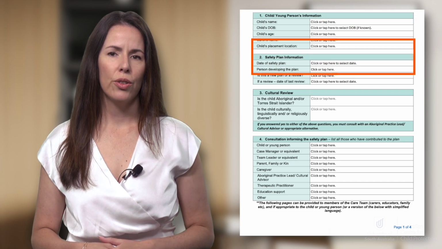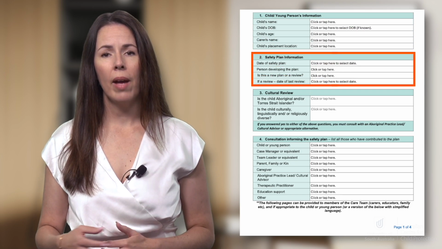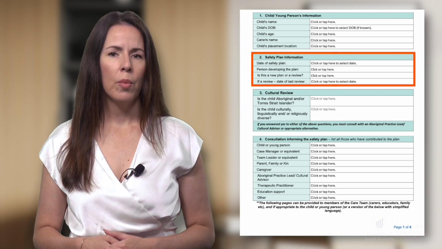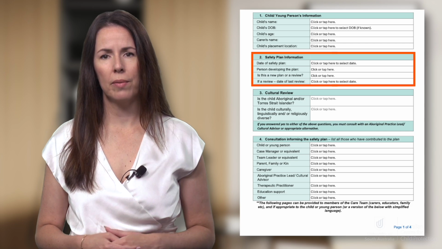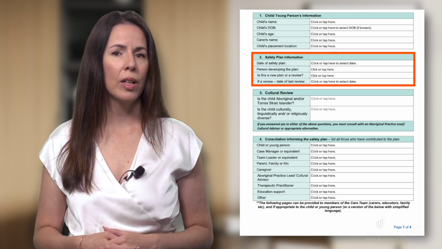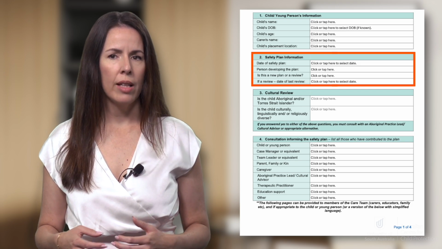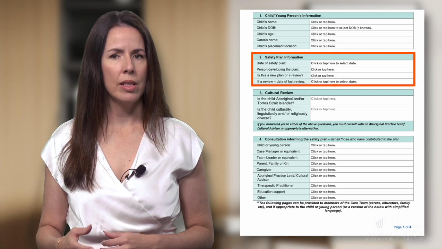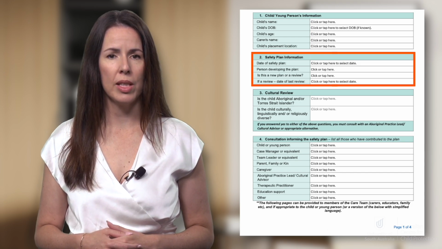Next, in Section 2, you'll need to fill in the date the plan has been completed, your name as the person developing it, and whether this is a brand new plan or a review of a previous one. If you're reviewing an earlier plan, make sure to include the date of the last review. Tracking review dates is key to keeping the plan up to date and responsive to any changes in the child's behaviours or circumstances.